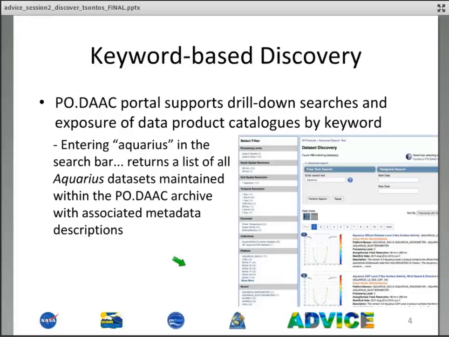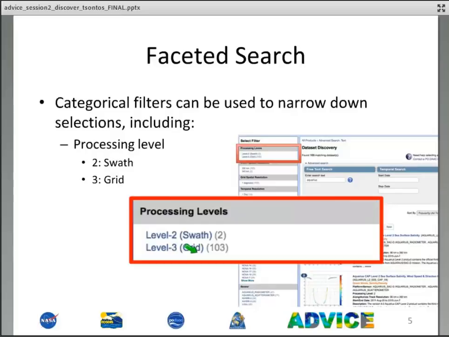So there are capabilities that allow you to sequentially filter down and get to the precise dataset that you may be interested in working with. We call this feature faceted search. The faceted filtering capabilities are located on the left panel of the web page that comes up when you execute a search. You can filter by, for example, the processing level of the dataset: either a level 2 swath dataset or a level 3 gridded dataset.